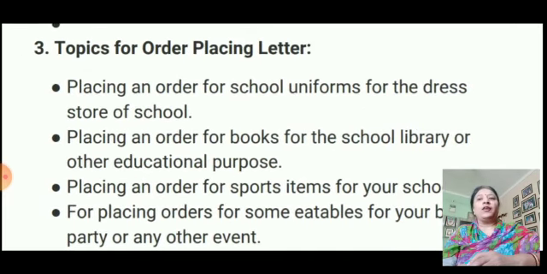Topics for ordering or placing letters. Placing an order for school uniforms from the dress store of the school. Placing an order for books for the school library or educational purpose. Placing an order for sports items for your school. Placing an order for some edibles for your birthday party or an event.